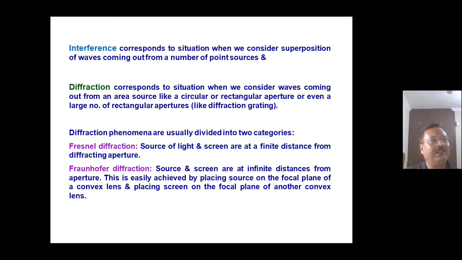We always discuss what is the difference between interference and diffraction. Interference corresponds to the situation when we consider superposition of waves coming out from a number of point sources, and diffraction corresponds to the situation when we see the waves coming out from an area source like a circular or rectangular aperture, or even a large number of rectangular apertures like a diffraction grating. These diffraction phenomena are divided into two categories. One we call the Fresnel diffraction, another one is called the Fraunhofer diffraction.